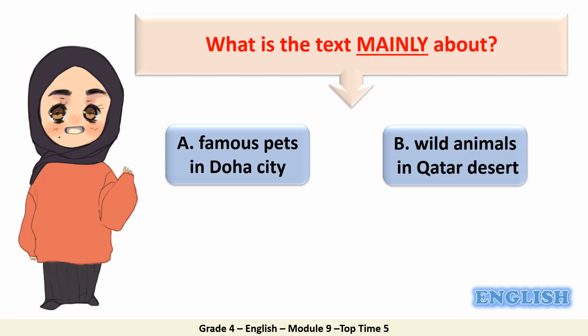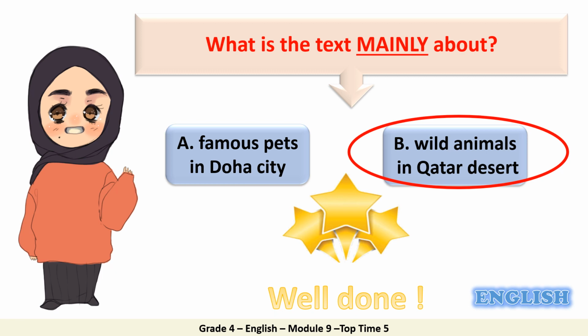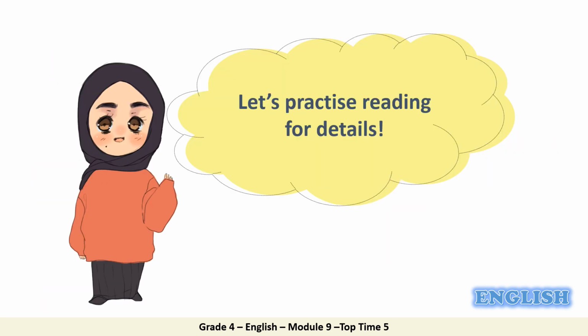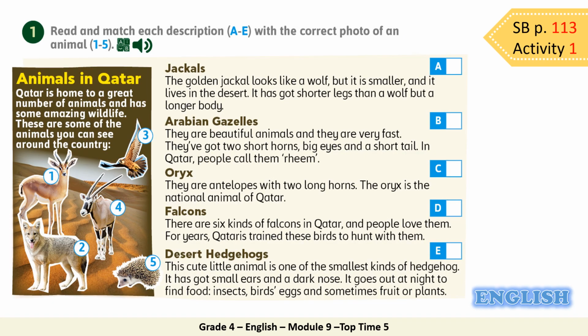Was your prediction correct? Let's check. What's the main idea of the text? It's actually about wild animals in Qatar desert. Well done! And now, let's practice reading for details. Let's read the question together. Read and match each description A to E with the correct photo of an animal, 1 to 5.